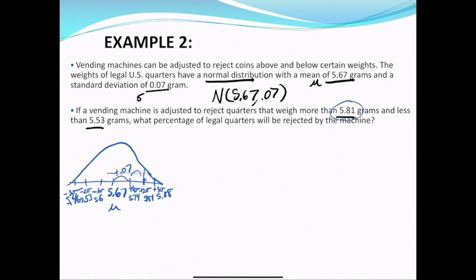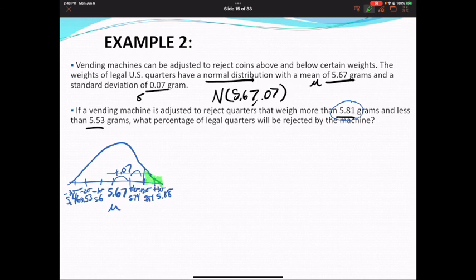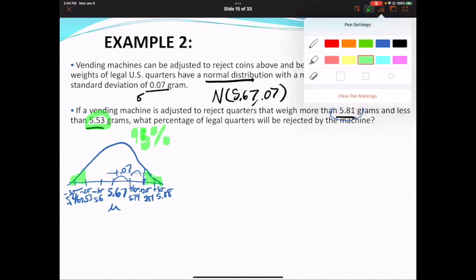So I'm rejecting, let's color it in. I'm rejecting up here, but then I'm also rejecting those less than 5.53. Now I know that that is the two standard deviations below and above the mean. So I know that 95% of data is between those two. So how much is left over?